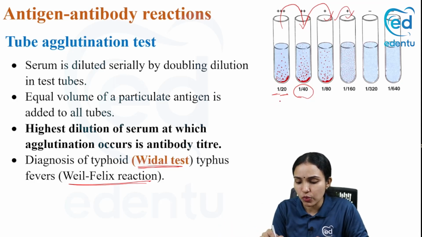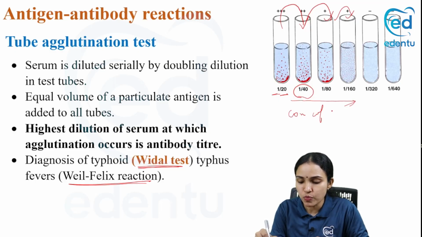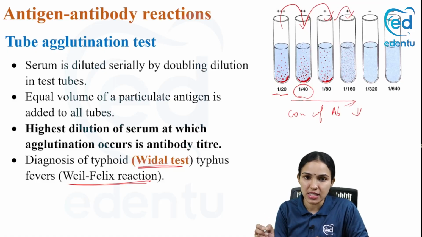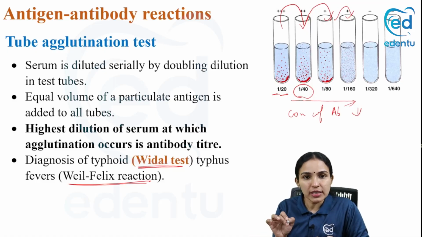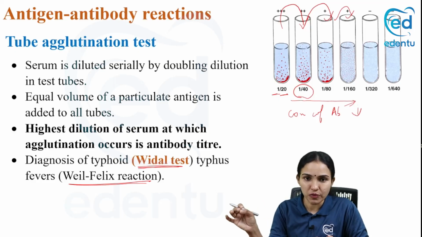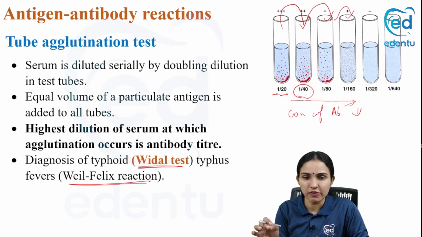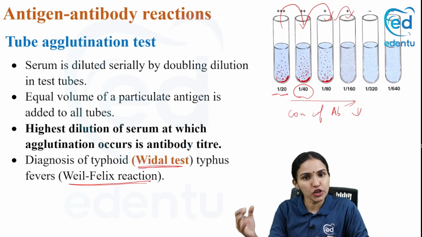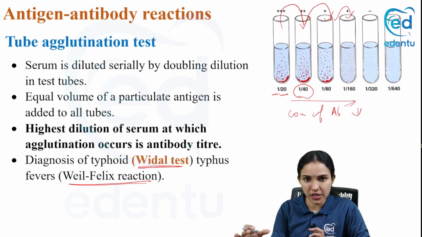What you can understand, when you increase the dilution, what happens to the concentration of antibody in the tubes? Concentration of antibodies will decrease. Right. So then you're going to add the antigen. You want to find out whether antibody is present in this serum. So you're going to add the corresponding antigen to each of the tubes. For example, in case of typhoid fever in Vidal, you're going to add Salmonella typhi O antigen to each of the tubes. Now you incubate it at the appropriate temperature, appropriate pH, and you're going to see whether antigen antibody reaction has taken place in the form of agglutination.